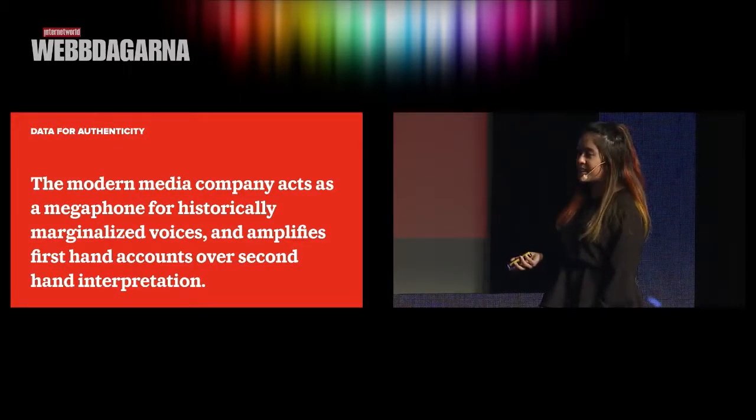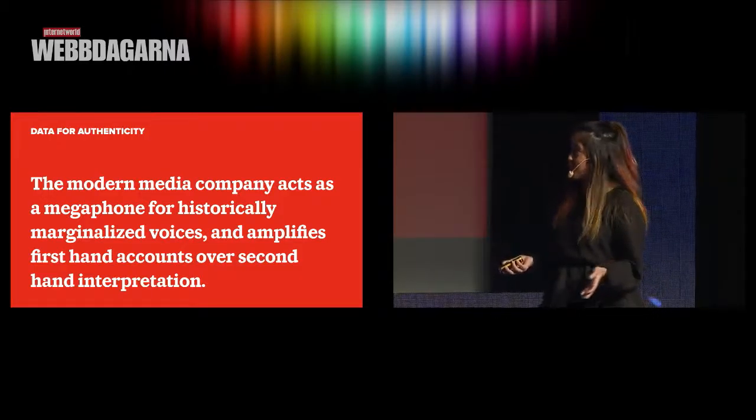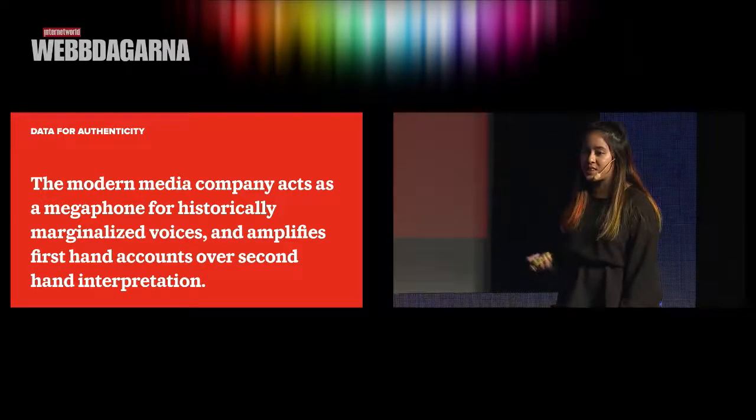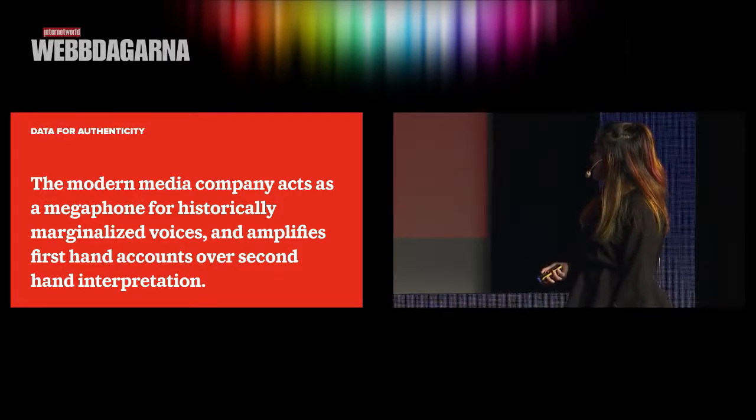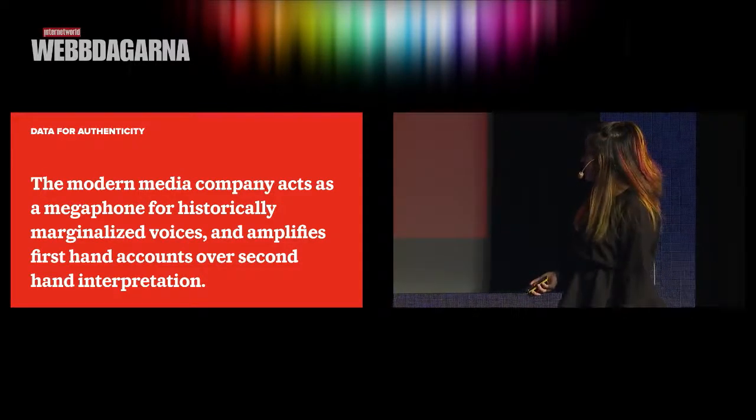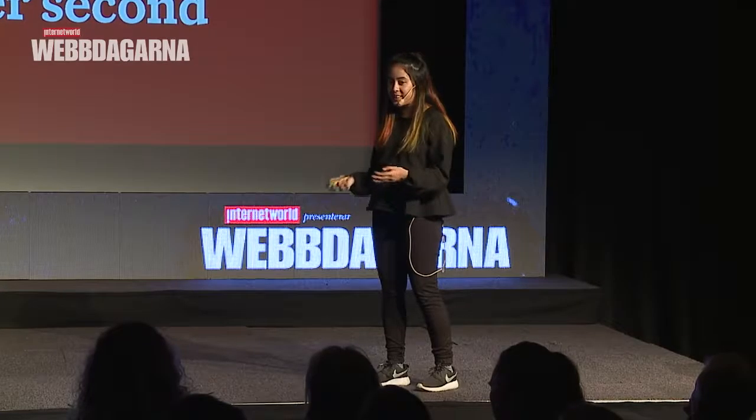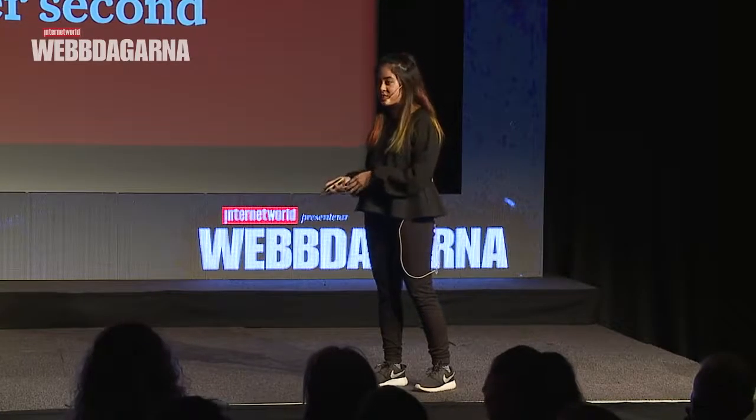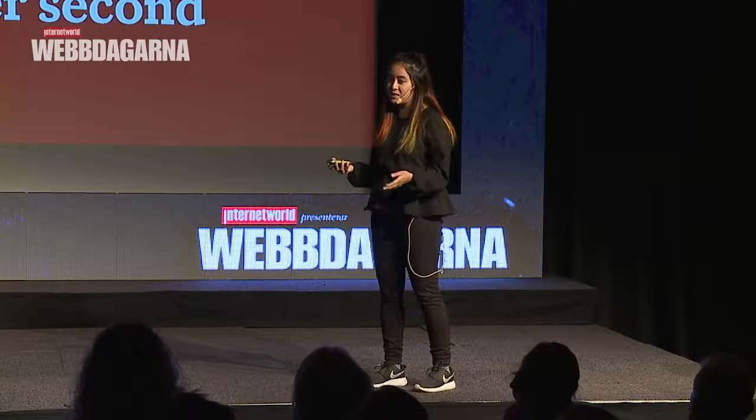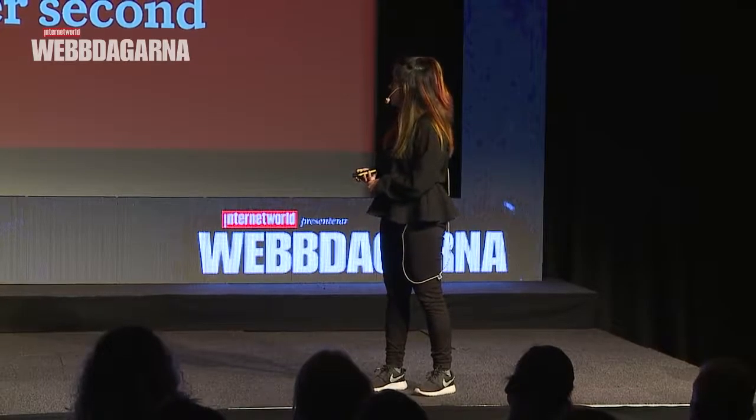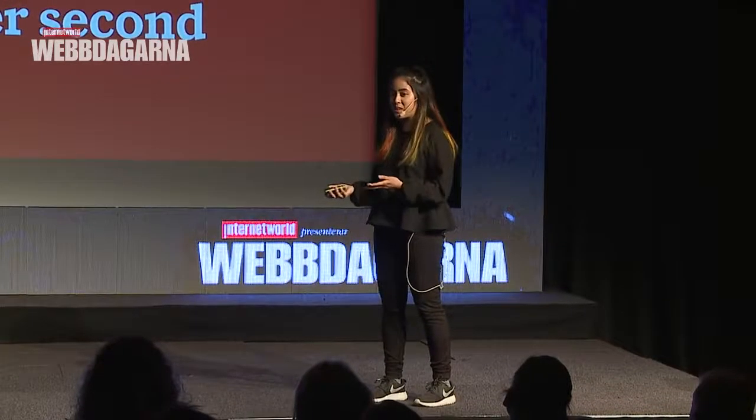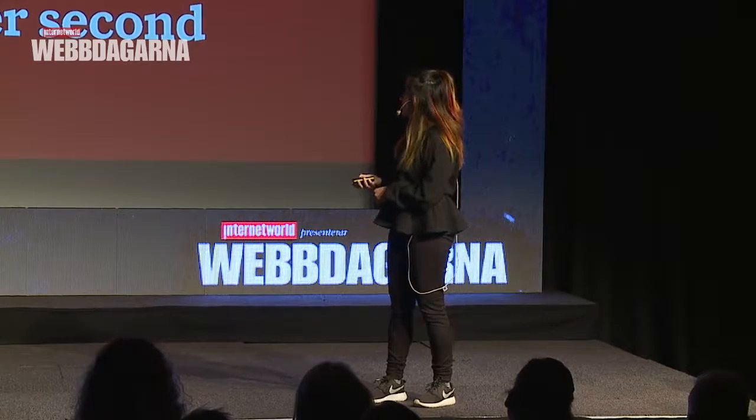And so my takeaway here is basically that the modern media company can act as a megaphone for historically marginalized voices and amplify these first-hand accounts over second-hand interpretation. And similar to how I mentioned that data can be used to democratize internal process, data can also be used to democratize journalism and dictate what the media should be reporting on.